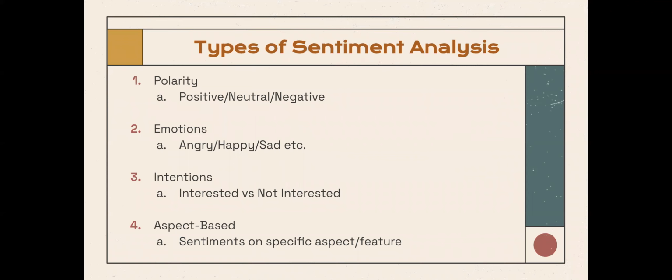Here are some of the types of sentiment analysis that are quite common. I think the most common one is polarity, where you measure whether it's positive, neutral, or negative. And then there's emotions as well, where machines will try to understand whether the text is angry or happy. Something very interesting is also intention, which is more for businesses, where a customer's review or feedback shows whether they are interested or not. And there's also aspect-based sentiment analysis, where sentiments are performed on a specific aspect or feature of a product.